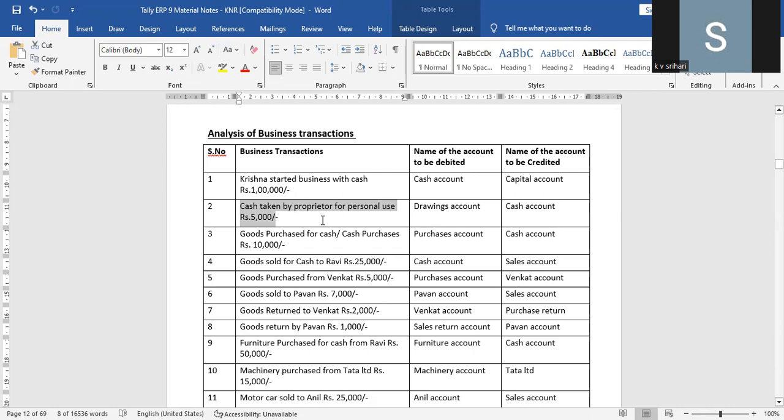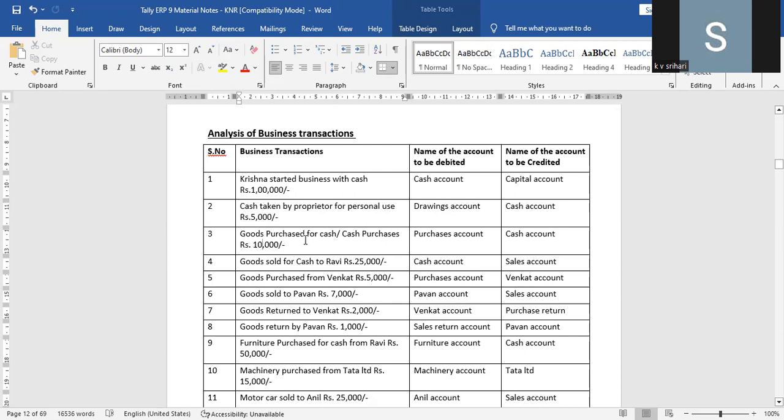Now, is cash coming in or going out? Going out, which side? Credit side. Here, for the proprietor's name, you mention drawings. If you withdraw for personal use, 100% you mention the drawings account only. It is the representative name. Next, drawings account debit and cash account credit.